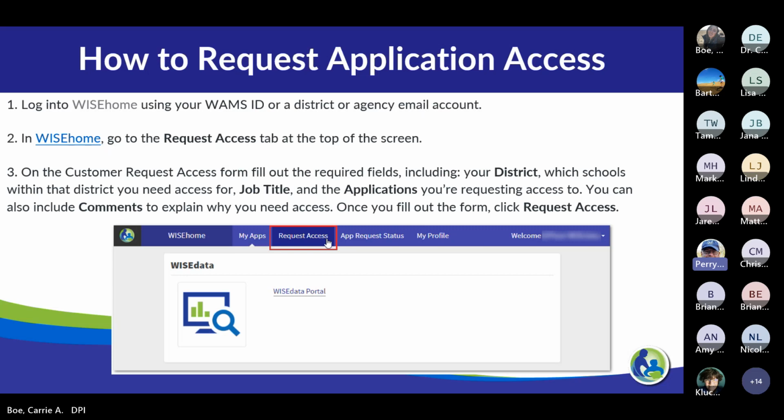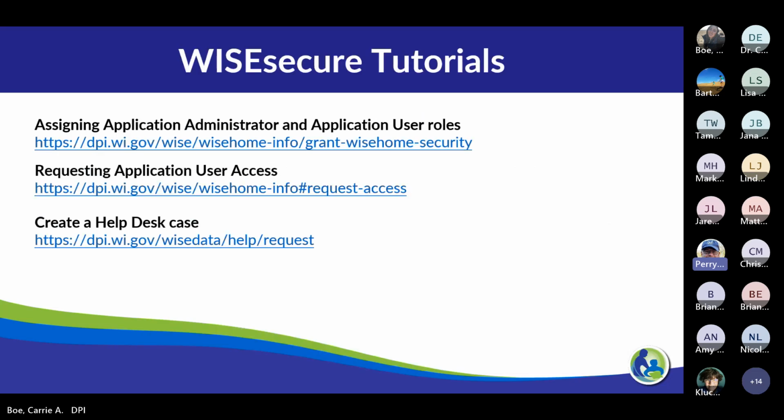Where does it send it to? It sends it to the DSA. And if there are any application administrators assigned to the applications that you're requesting access to, it will also be sent to them. This comes in the form of an email. So the DSA or the application administrator, either one, can go in then to the WISE Secure app, the WISE Secure tool, and assign those user roles, approve or deny the request.